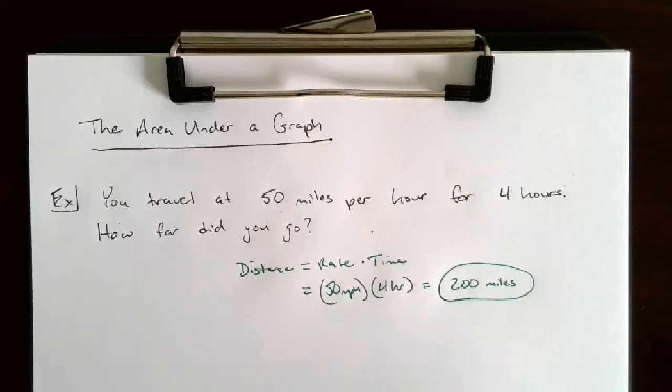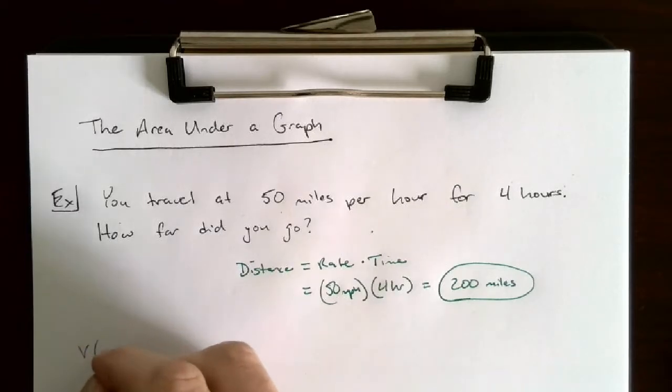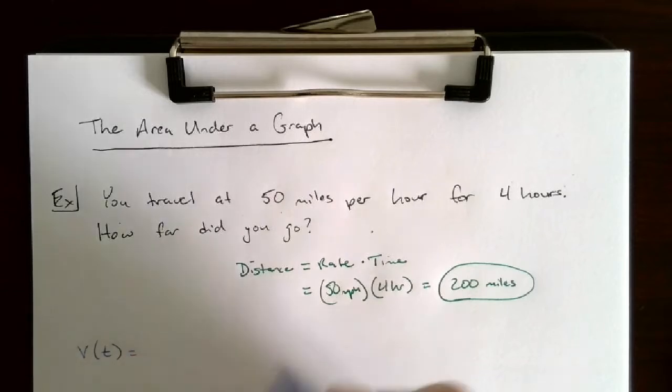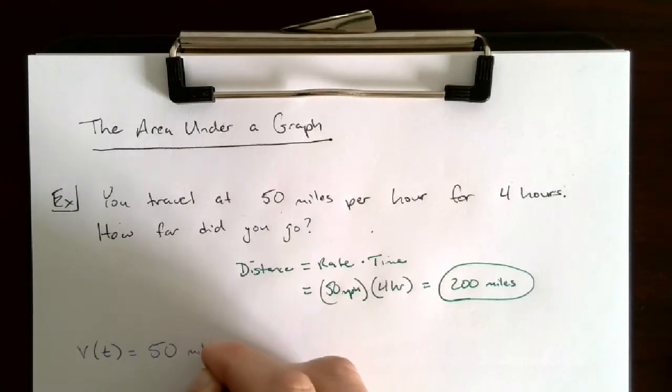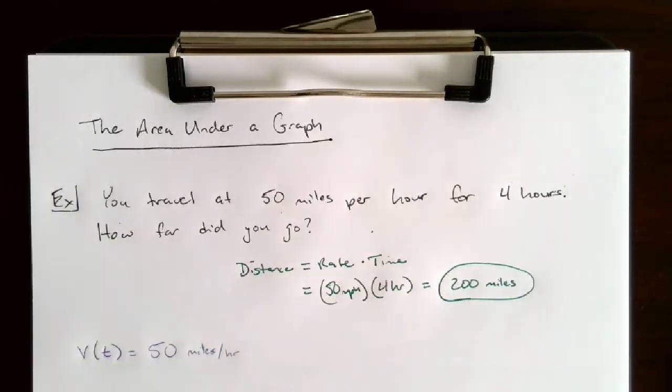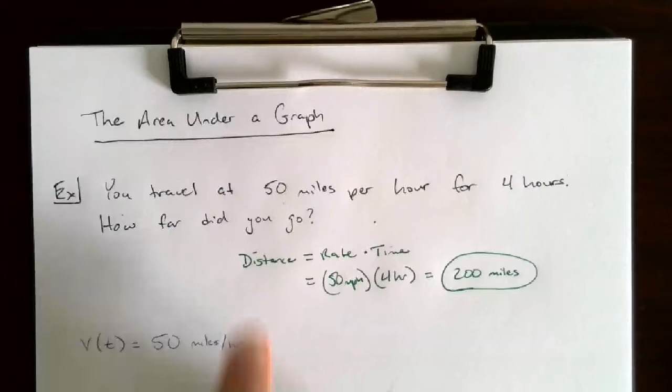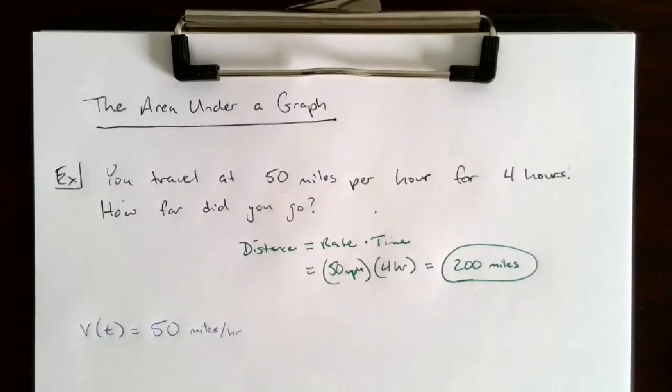Now suppose that instead of me giving you the question like this, I actually told you that we knew the velocity function v of t was equal to 50 miles per hour. Right, so I'm telling you that up front. That's the same thing as me saying you're traveling for 50 miles per hour. It's constant, right? So the velocity is remaining constant, v of t equals 50 miles per hour.